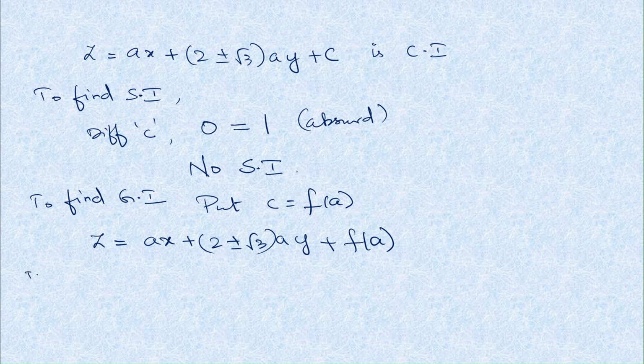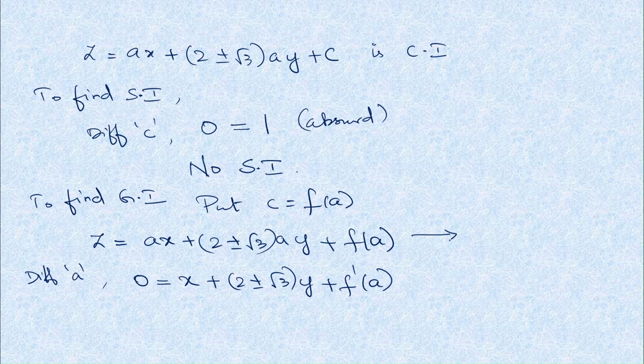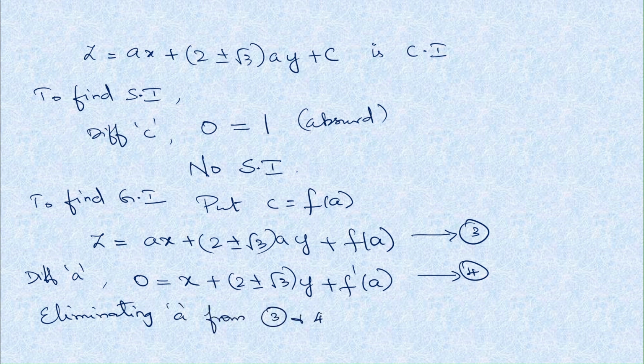So now we have to differentiate with respect to a on both the sides. So 0 is equal to x. Here 2 plus or minus root 3 into y. Here it is f dash of a. So now let it be equation 3 and let it be equation 4. So now eliminating a from equations 3 and 4 will give you the general integral.